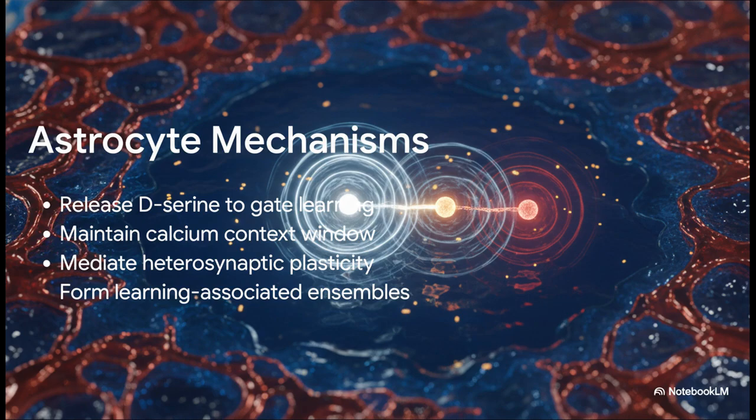Plus, this fluid environment mediates heterosynaptic plasticity. That means if one synapse strengthens, the astrocyte can actually weaken a totally unconnected but physically neighboring synapse just to keep things balanced. It's a lateral interaction based entirely on spatial proximity, which standard backpropagation literally cannot do.